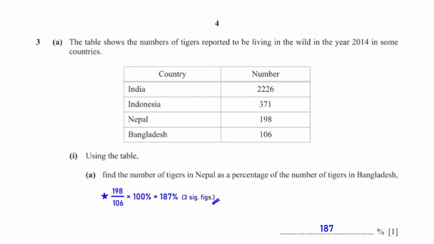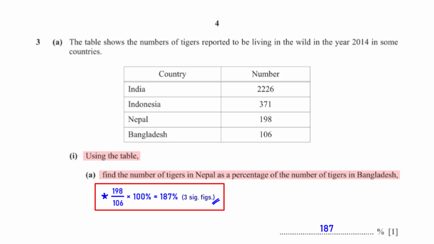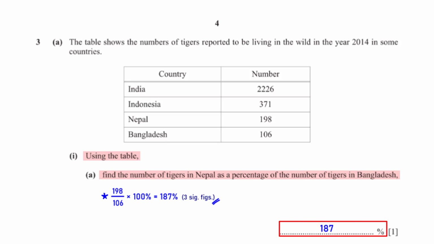The table shows the number of tigers reported to be living in the wild in the year 2014 in some countries. Using the table, find the number of tigers in Nepal as a percentage of the number of tigers in Bangladesh. To set up the percentage, the number after the "of", which in this case is the number of tigers in Bangladesh, would be the denominator. So we have the number of tigers in Nepal, which is 198, divided by 106, times 100%. This gives us 187% rounded to 3 significant figures.